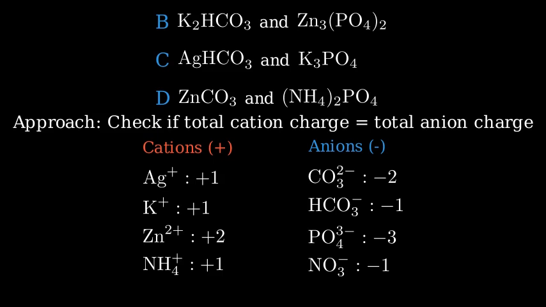Bicarbonate, HCO3-, has a charge of negative 1. Phosphate, PO4 3-, has a charge of negative 3. Nitrate, NO3-, has a charge of negative 1.